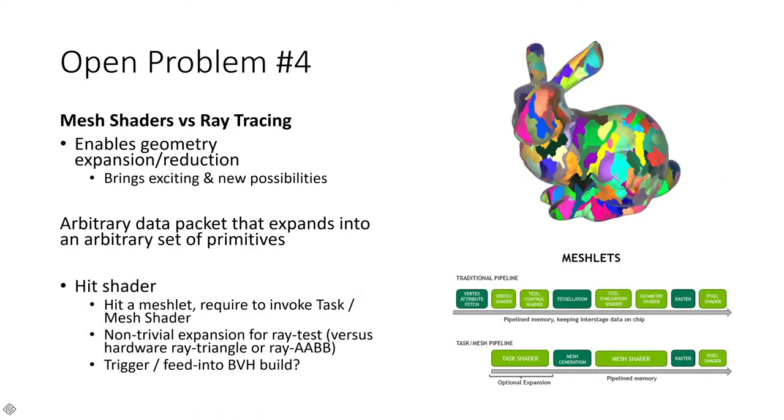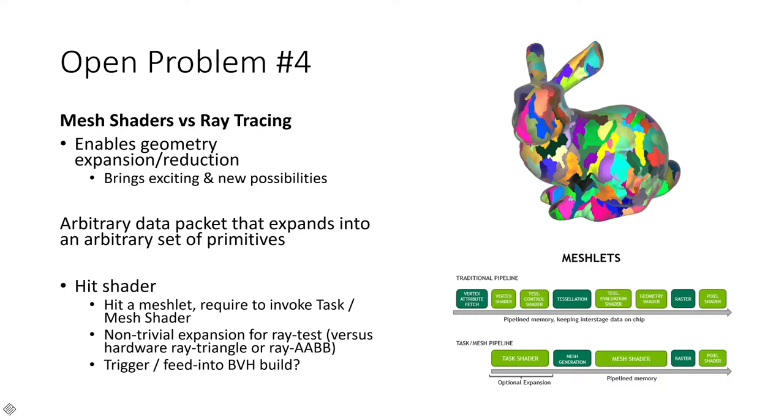Lastly, mesh shaders and ray tracing. The concept of mesh shaders is a new exciting concept that simplifies the traditional rendering pipeline with its vertex, tessellation, and geometry shader stages, and replaces it with two stages, right? The task shaders and the mesh shaders. The challenge here between mesh shaders and ray tracing is the fact that arbitrary data packets, or meshlets, can expand into an arbitrary set of primitives.